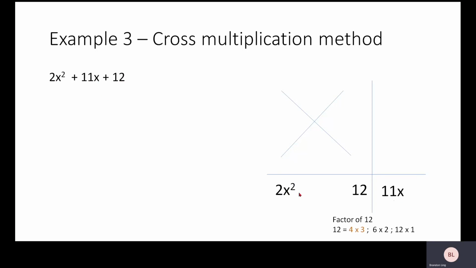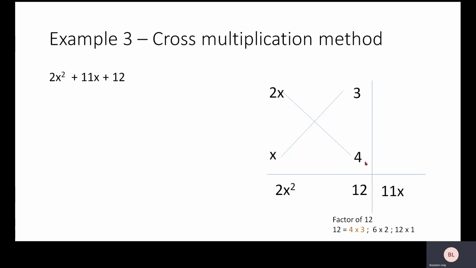Okay, so now we need to think of two terms. When you multiply together, you get 2x squared. So the answer will be 2x multiplied with x. And next, we need to think of 12. What are the factors of 12? So it is 4 times 3, 6 times 2, 12 times 1. So for this question, I'll be choosing 4 times 3.